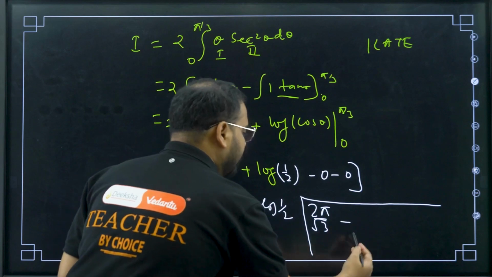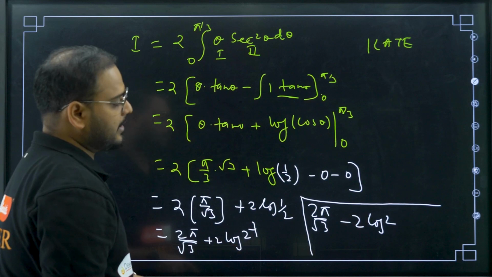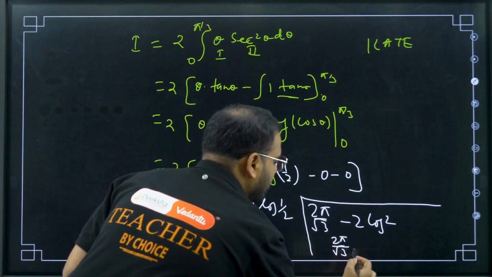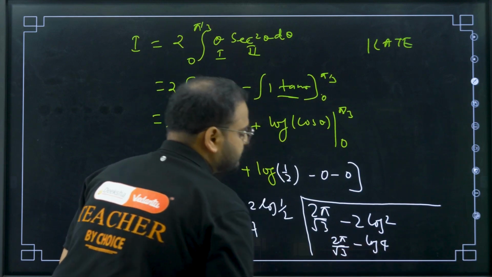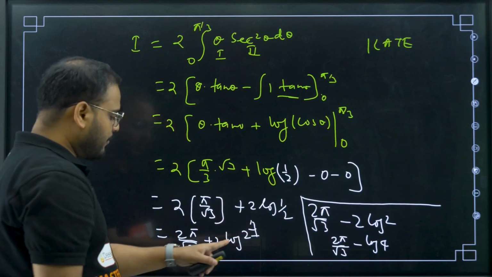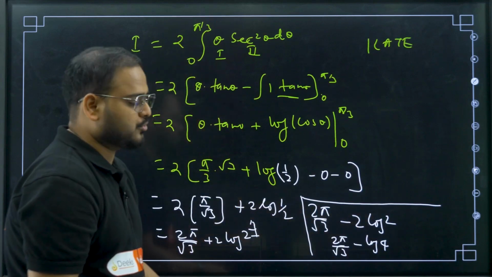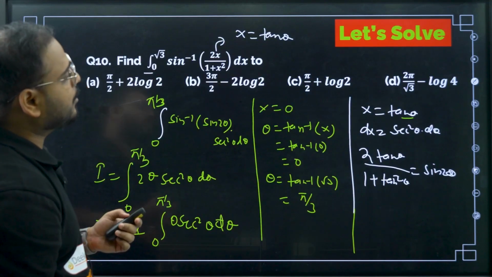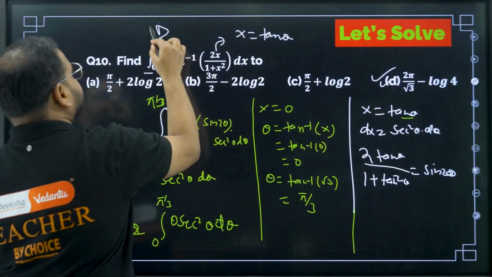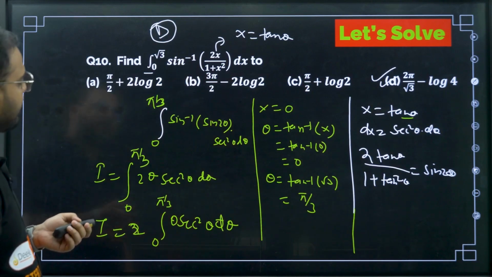I'm taking this minus outside, so minus 2 log of 2. Bring this 2 inside. It will become 2 pi by root 3 minus log of 4. First I took the minus sign outside. This is minus 1, I took minus 1 outside for the log property, and then I took 2 inside. This 2 inside will become 2 power 2, so 4. My answer is 2 pi by root 3 minus log 4. Option number D.